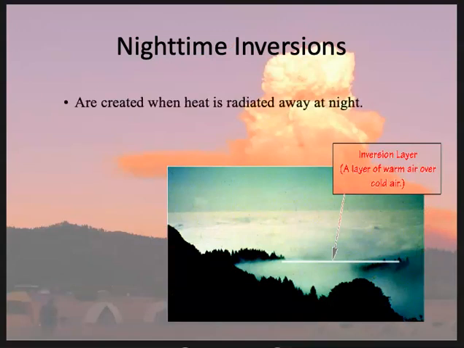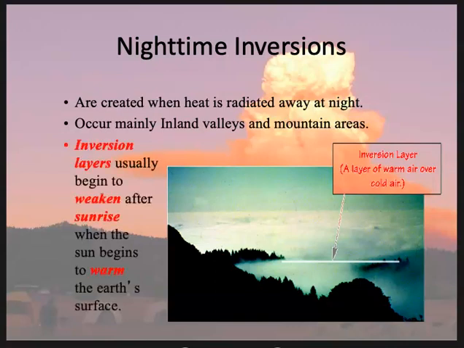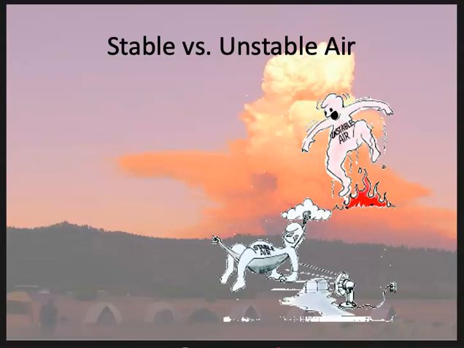Now, a nighttime inversion is what happens in Ventura all the time. We have air created when heat is radiated away at night, and off of the ocean, cooler air is coming, and this occurs mainly in inland valleys and mountain areas, but also near the ocean, and we call that other one a marine inversion. This is a nighttime inversion. So this cooler air settles down, and then it weakens after sunrise when the earth warms up.